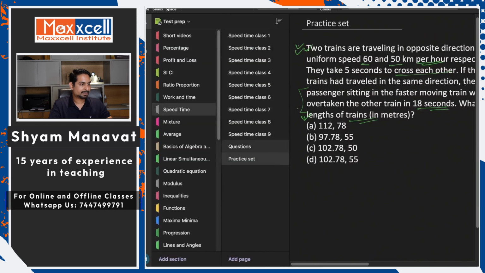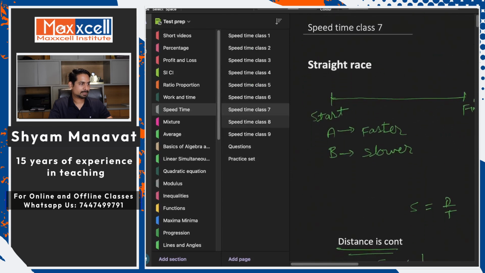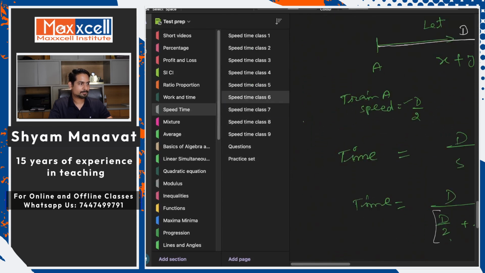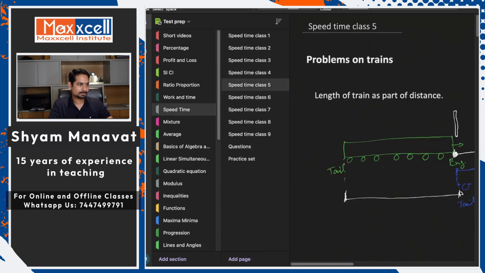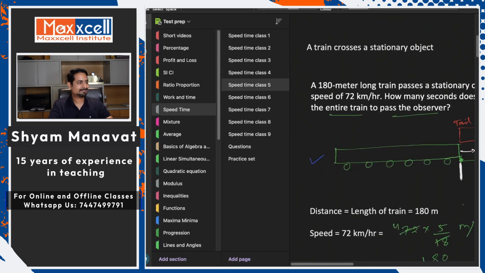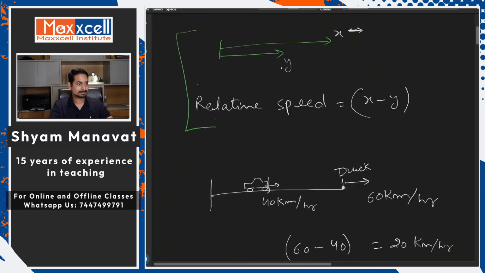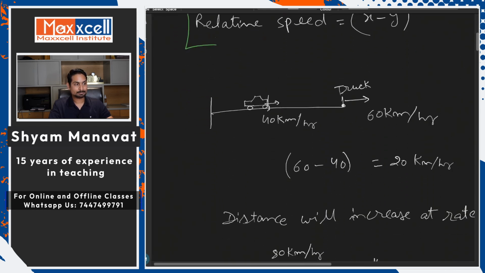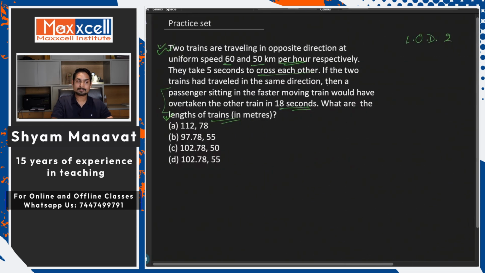Here we have seen problems on trains, and there we have also discussed relative speed: moving in the same direction, moving in the opposite direction. So, problems on trains and relative speed. In the problems on trains lecture we understood that the length of the train should be part of the distance.